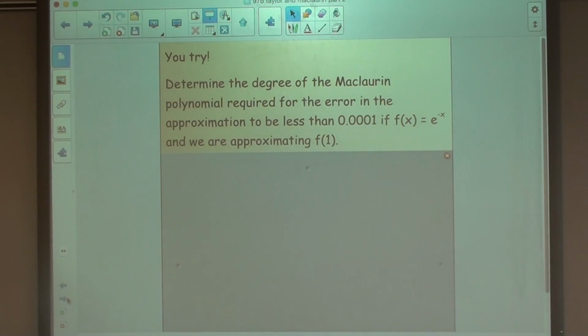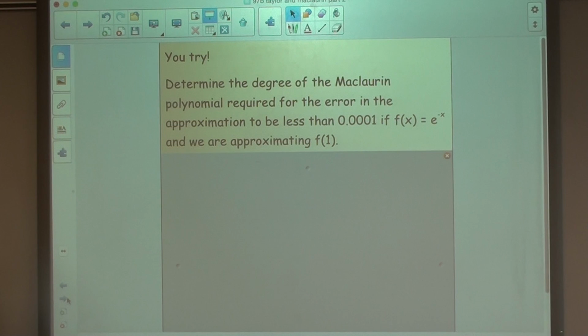Okay, so now we get to kind of do it backwards. Right? I know. So now what we're going to do is figure out the degree. The degree is the same thing as n, right? So we're going to figure out what n value of a Maclaurin polynomial is required for the error to be less than 0.0001 if f of x is e to the negative x and we are approximating f of 1.